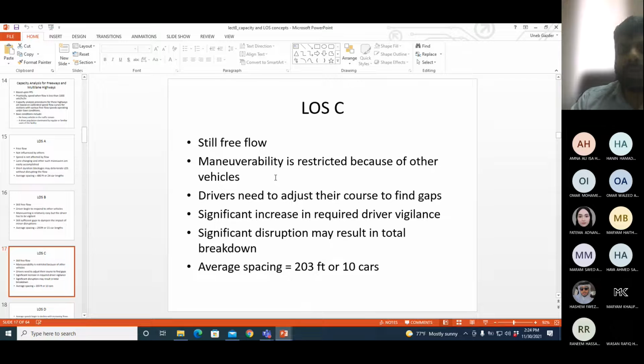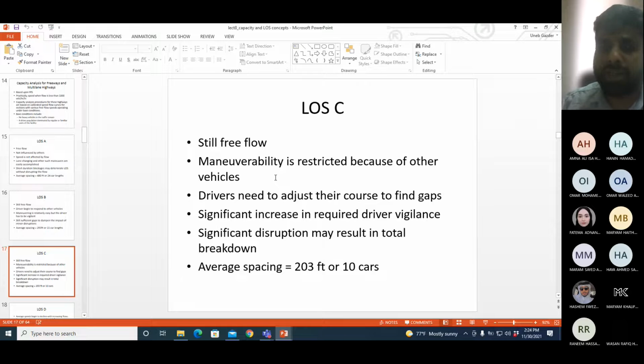With every level of service, the gaps are decreasing. I'm talking about the gap in traffic flow, the gap between the vehicles. So if the gaps are decreasing, your carefulness should increase, because the other vehicles are close. But in level of service C, the additional point is maneuverability is now restricted. The gaps are not so frequent and they are not so large.